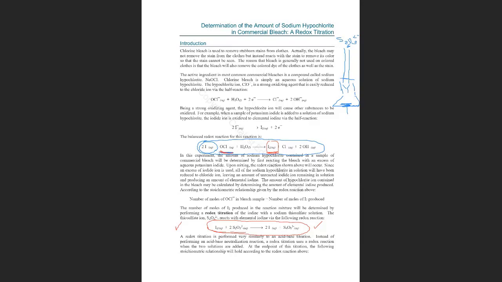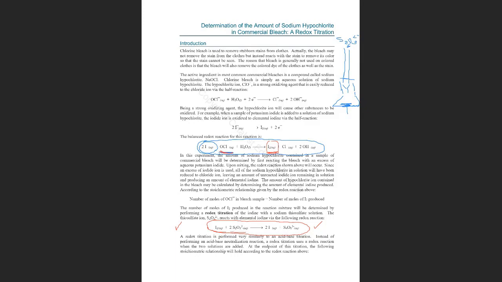So this is essentially how we are doing this experiment of calculating the amount of hypochlorite in bleach. We said we had an excess of potassium iodide to convert all the hypochlorite to elemental iodine, and then we titrate the iodine with sodium thiosulfate.